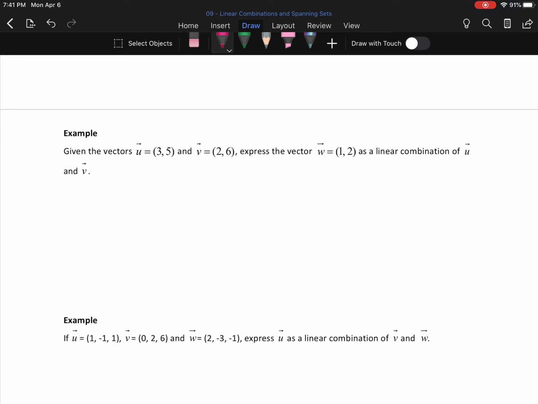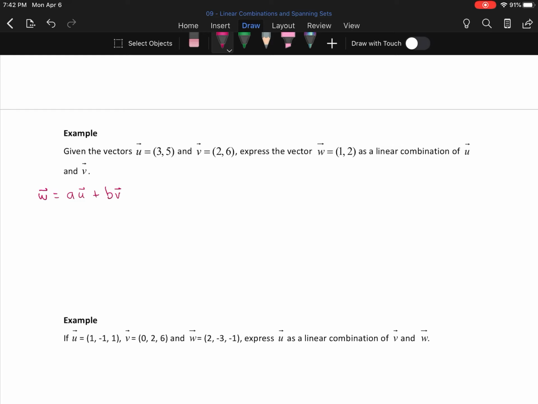So, here's an example to show what we mean by that. Given the vectors u equals (3, 5) and v equals (2, 6), express the vector (1, 2) as a combination of u and v. Apparently, the vector w equal to (1, 2) can be made up as some combination of u's and v's. What we mean is there is some way to go some a times the vector u plus some b times the vector v. Our job is to figure out what a and b will work.